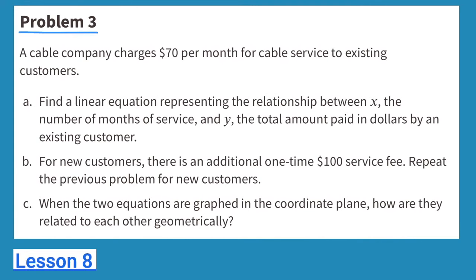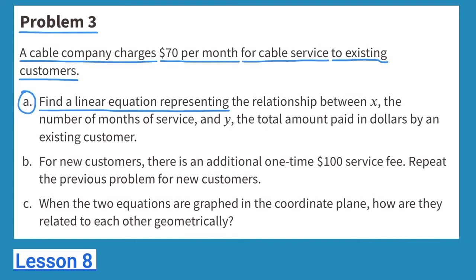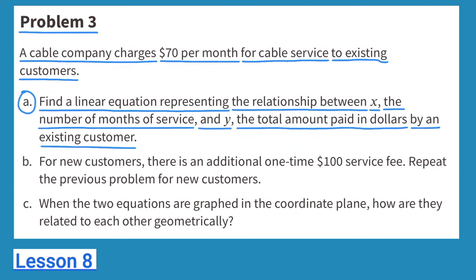Problem number 3. A cable company charges $70 per month for cable service to existing customers. A. Find a linear equation representing the relationship between x, the number of months of service, and y, the total amount paid in dollars by an existing customer. They tell us that y equals the total amount paid in dollars by an existing customer. So y equals 70 times x, with the x representing the number of months of service.